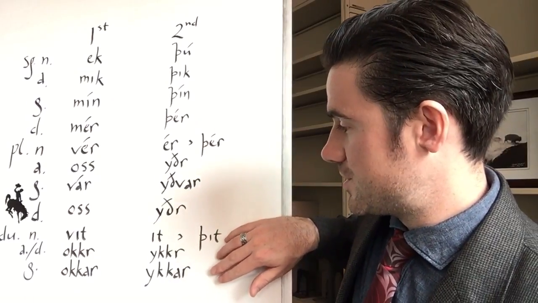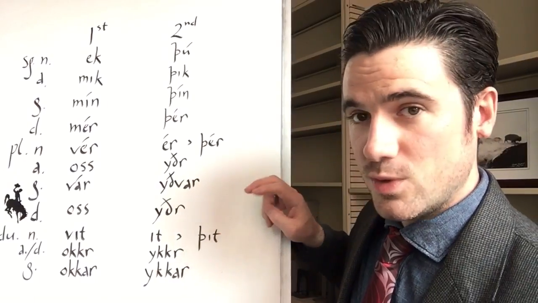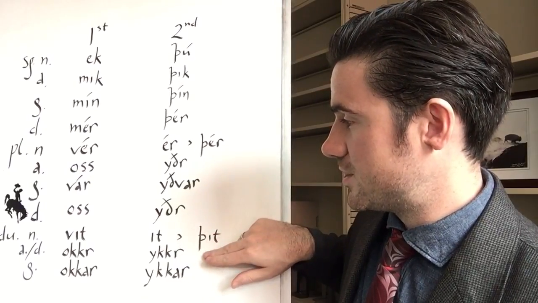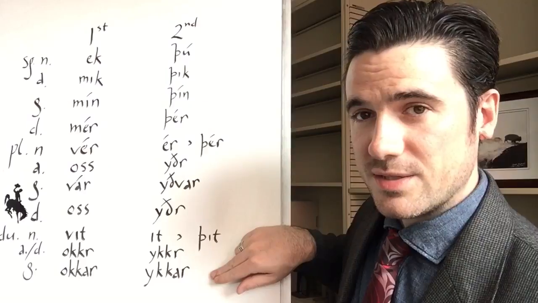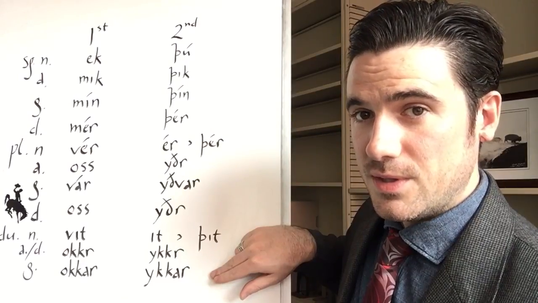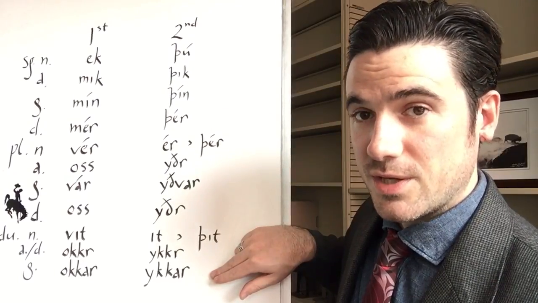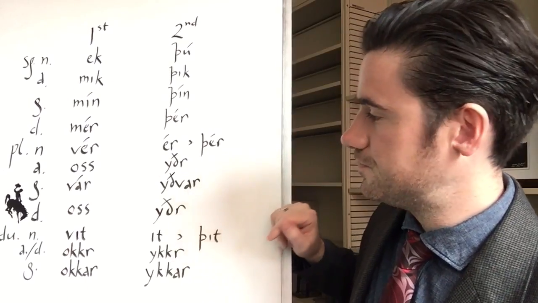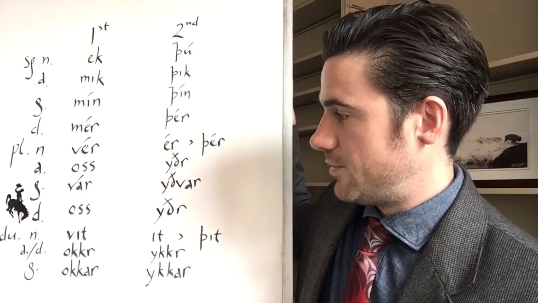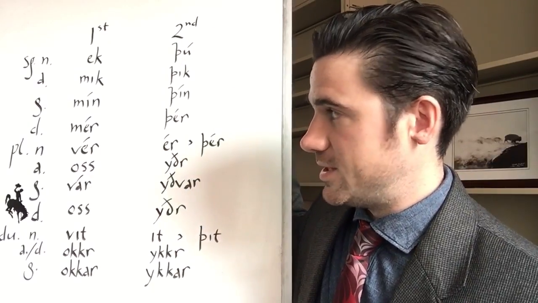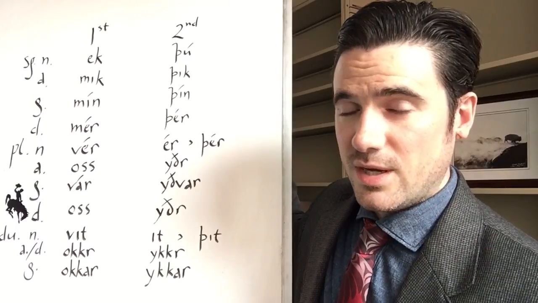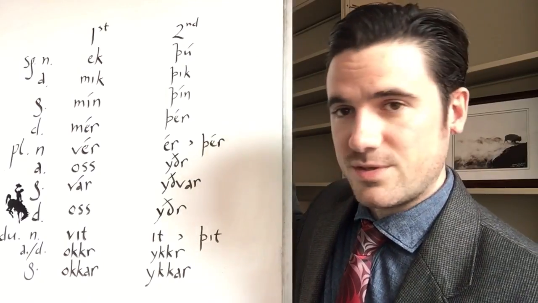And like in the first person, we have a special form for you two too. It's it, later thit, and then the object forms, accusative dative is ykkr, and the genitive plural, ykkar, or genitive dual, ykkar, your two, belonging to you two. Old Norse is very strict about maintaining the distinction between dual and plural here, so you won't see someone talking about two people without using vit or thit.